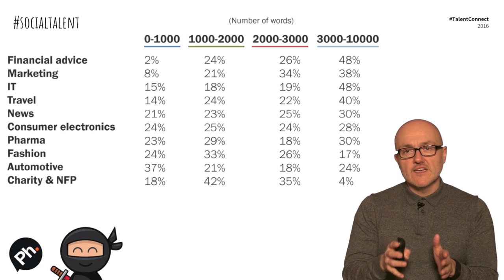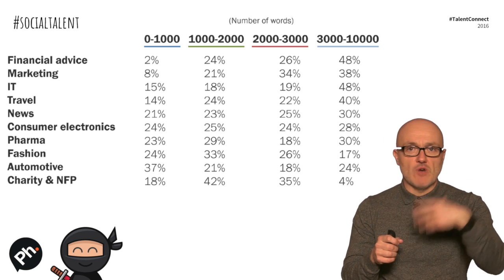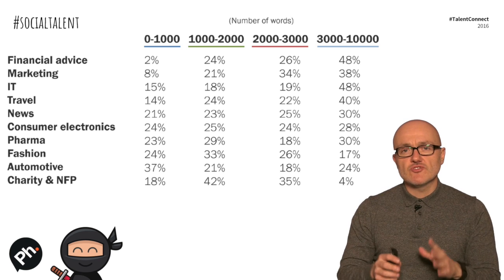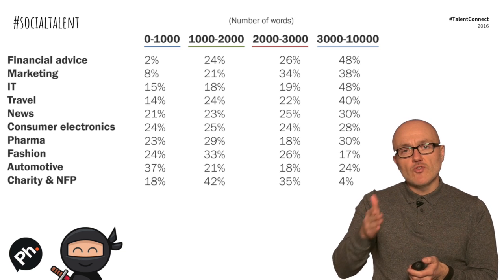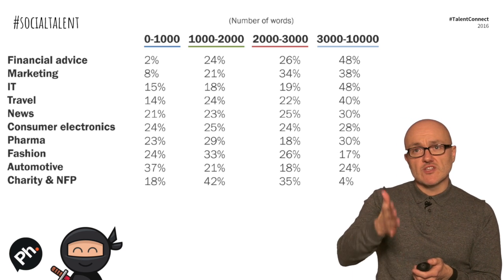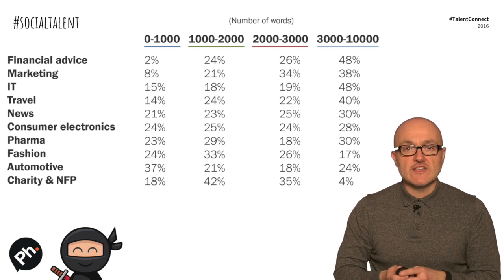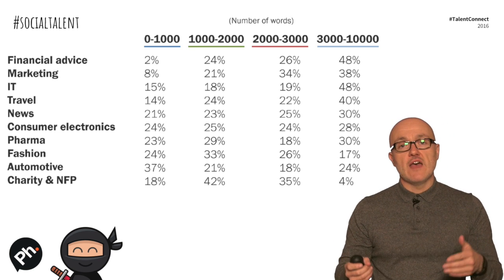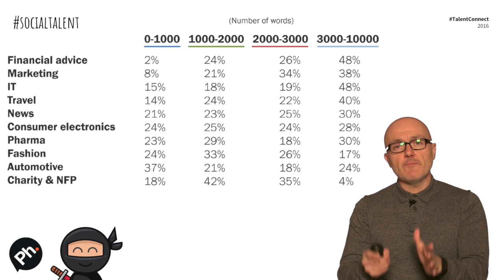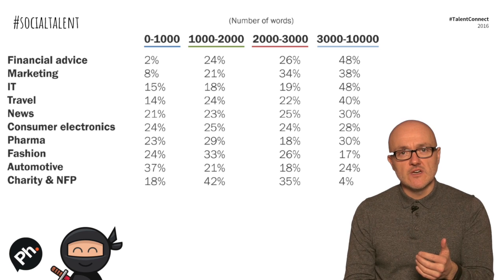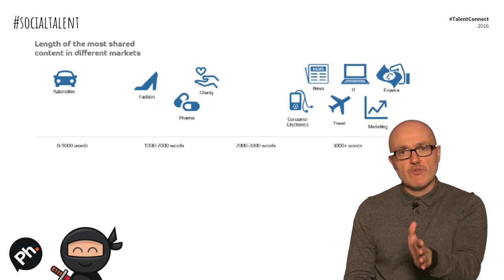And what we see here is if you look from the left to the right, in most cases, whether you're in finance, marketing, travel, news, whatever sector or industry you work in, the blogs that get the most engagement are the ones with more words in. So you've got like 2,000 to 3,000 and 3,000 to 10,000 words. Now, you're not going to be able to create a 3,000-4,000 word blog every day or even every week. But what we're saying here is actually it's the longer pieces of content that get more engagement. That's important. That's important.